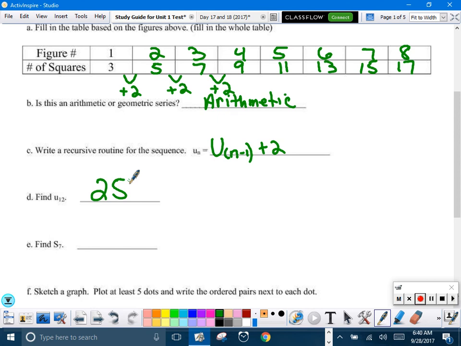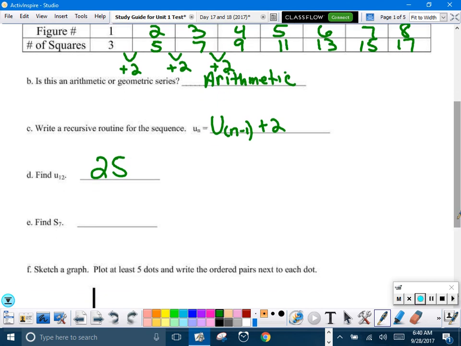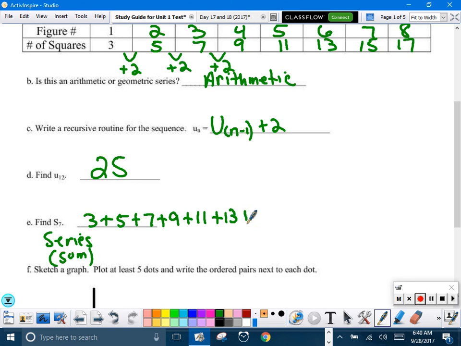All right, letter E, S7. Remember, S is a series. And what we want there is the sum. So S7, add up the first 7. So 3 plus 5 plus 7 plus 9 plus 11 plus 13 plus 15. Now, I will warn you on the test, you may have to go just a bit further for the series, and the table might not be big enough. You're just going to have to go ahead and write those numbers down and then add them all up. Okay, and these add up to 63.